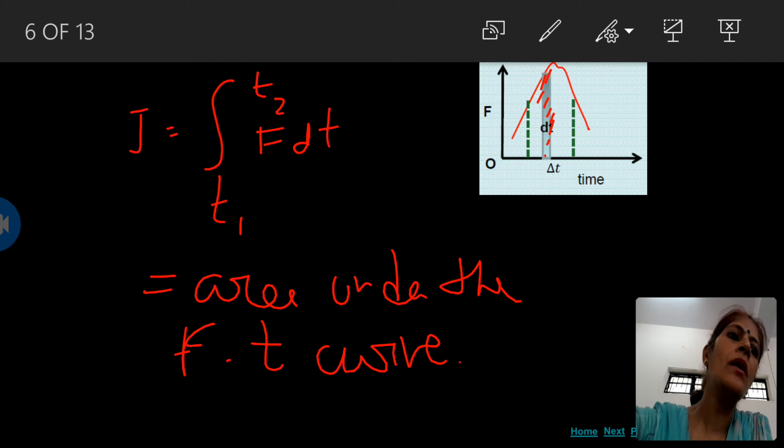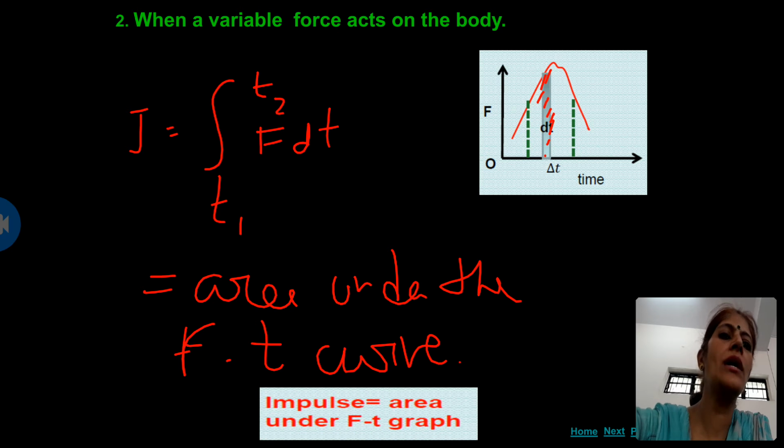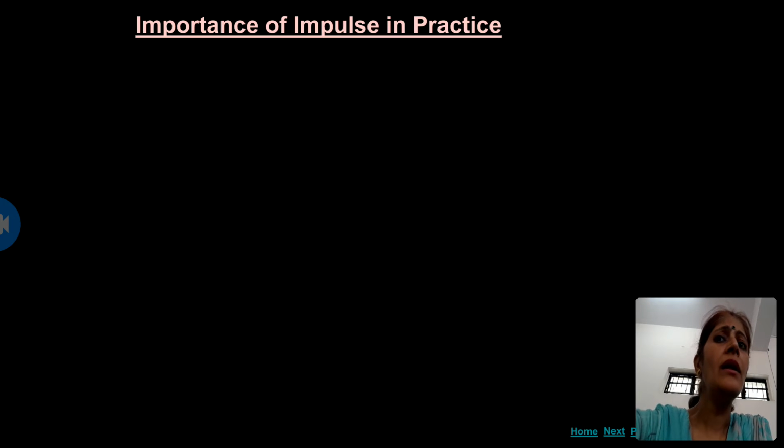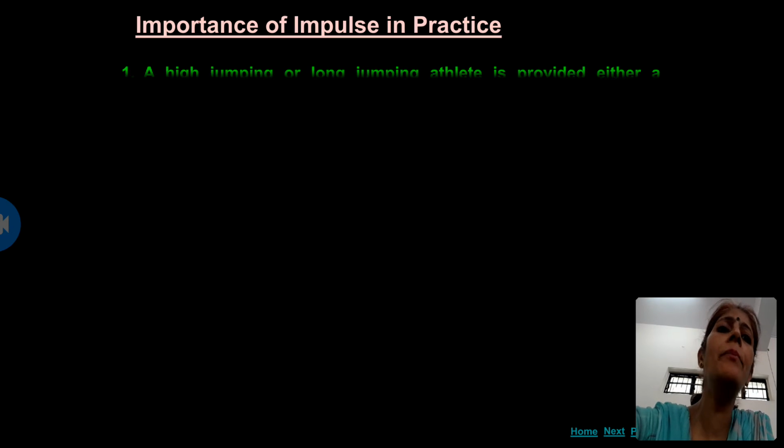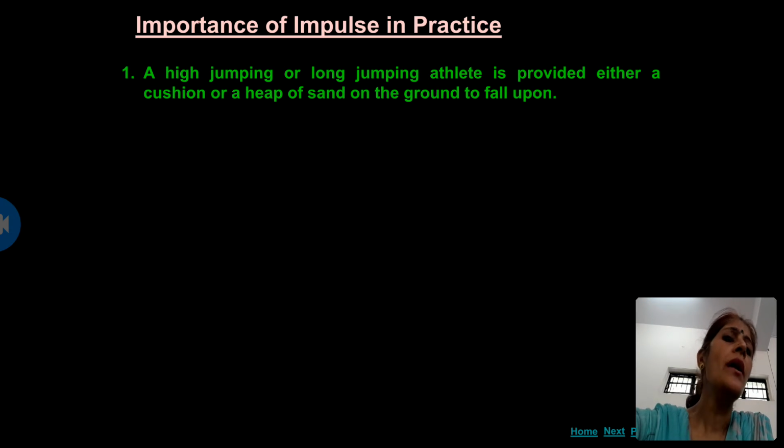Here lies the graphical importance of the force-time graph, that is, impulse is equal to the area under the force-time graph. Now let us take some examples of impulse from our everyday life. There are too many examples from our daily life which make use of the concept of impulse. First, a high jumping or long jumping athlete is provided either a cushion or a heap of sand on the ground to fall.